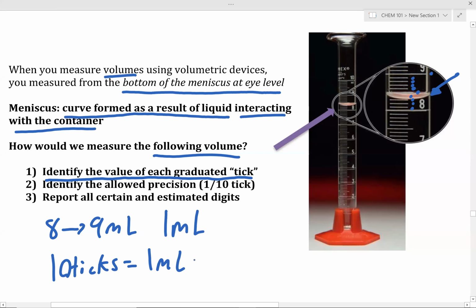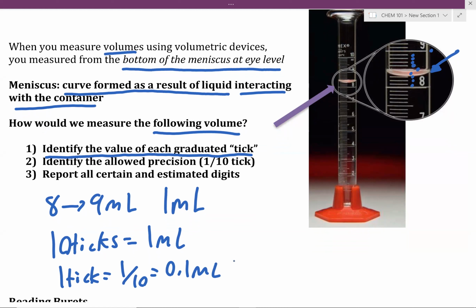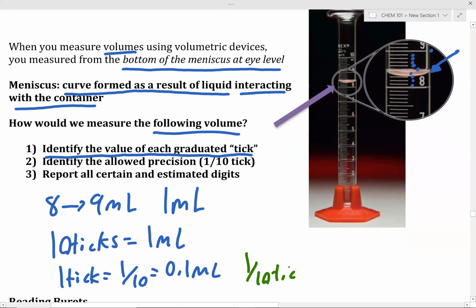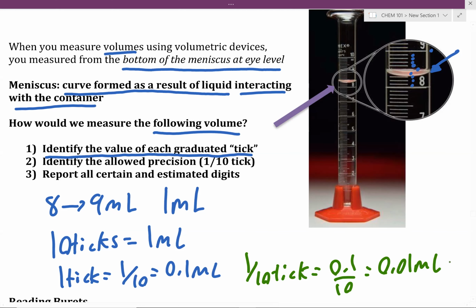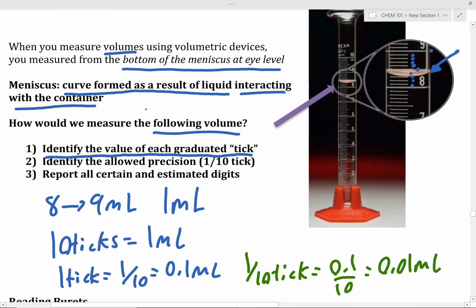You're going to be very, very fast at figuring out the amount of each graduated tick in order to quickly and efficiently make measurements. Okay, so we know 10 ticks are equal to 1 mil. We know 1 tick is equal to 1/10 or 0.1 mil. Now we next need to figure out the maximum allowed precision, which is 1/10 of a tick. And 1/10 of a tick is 0.1 over 10, which is 0.01 mils. Okay, with that established, we are now ready to continue on and make a formal measurement.